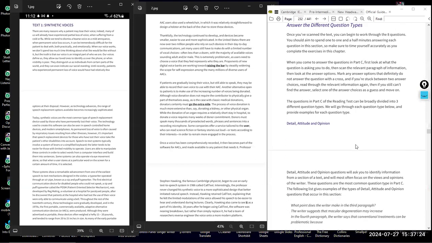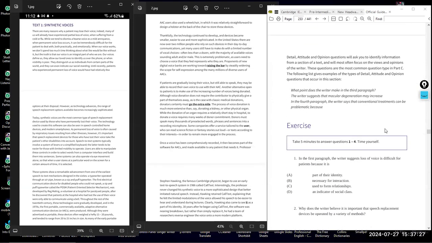Now, what about these 3 types of questions? Now, detail, attitude and opinion questions. Absolutely, these questions are going to ask you to identify information from a section of the text, and will most often focus on the views and the opinions of the writer. This is the meaning of the attitude of the writer, the opinion of the writer. These questions are the most common question type in part C. Now, the following list gives examples of the types of detail, attitude, and opinion questions that occur in part C.